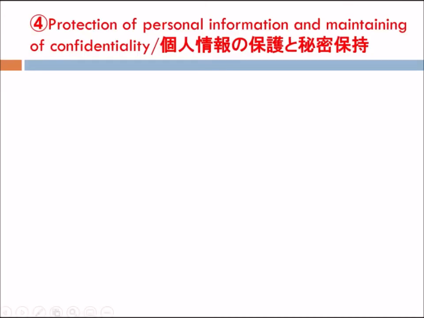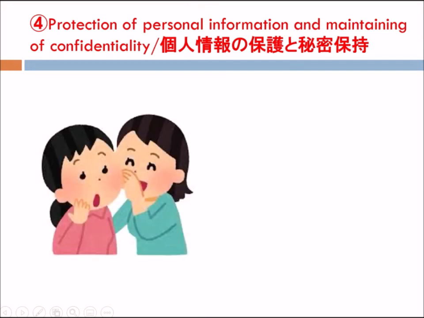Protection of personal information and maintaining of confidentiality. Care workers must pay careful attention to information management. Protection of personal information and maintaining of confidentiality are strictly required as part of the professional ethics of specialists. For the sharing of personal information, it is necessary to obtain consent from the user regarding the handling of personal information, etc. Types of personal information are name, address, phone number, photo.